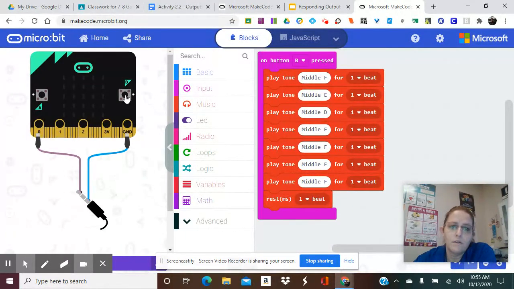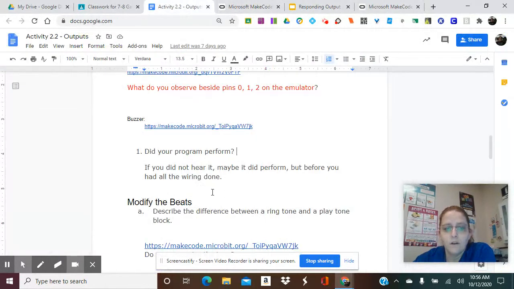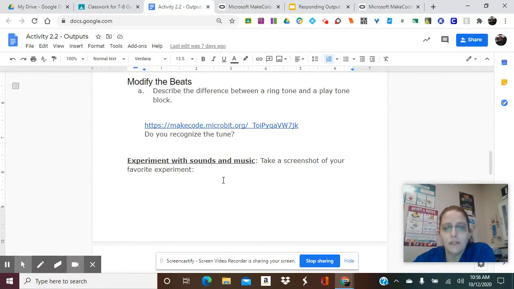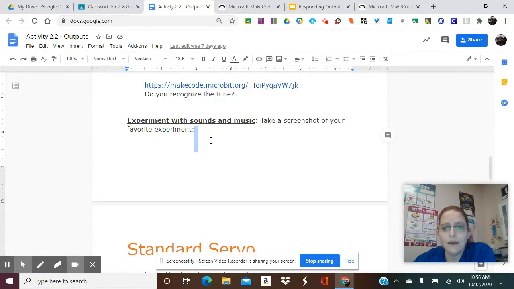Okay, let's see. So I recognized it. It's a nursery rhyme, just for those of you who don't. Okay, so do you recognize the tune? And then experiment with the sounds. Take a screenshot of your favorite experiment and add that there.